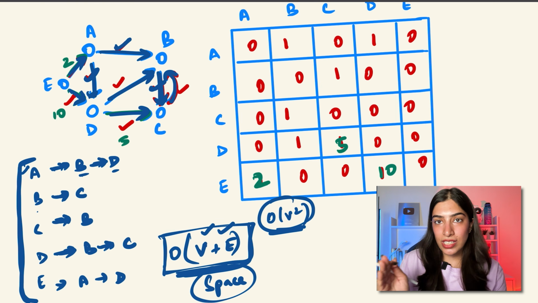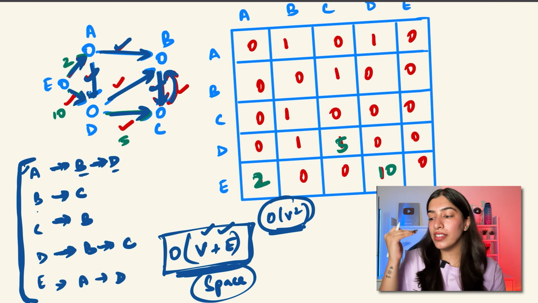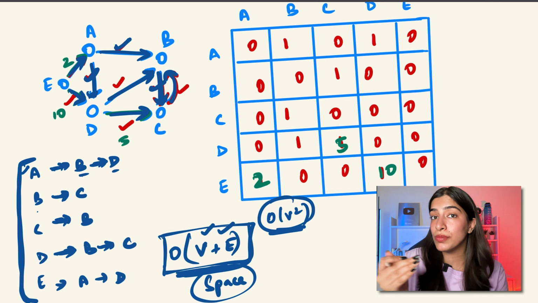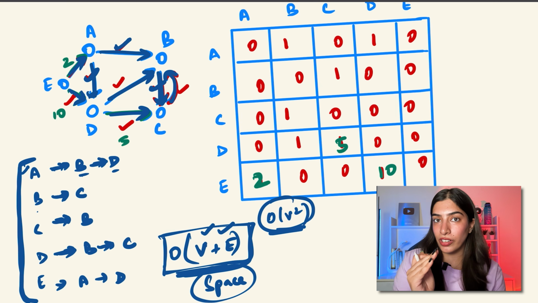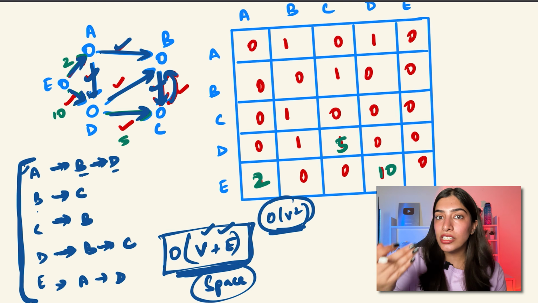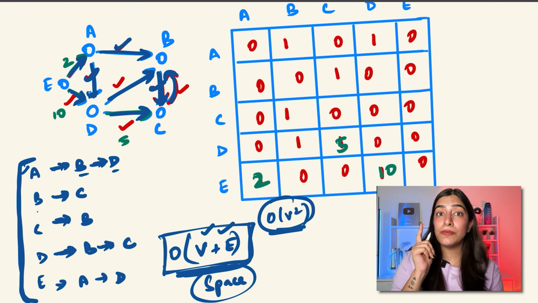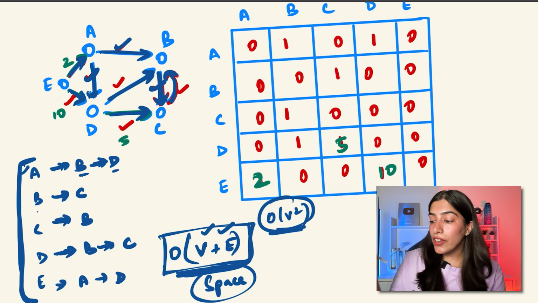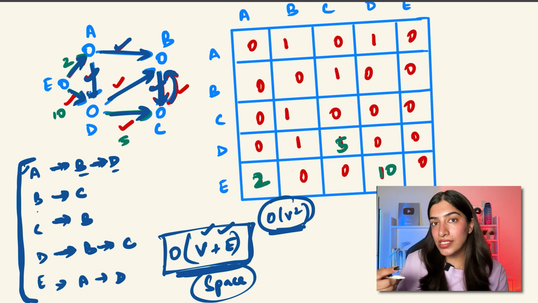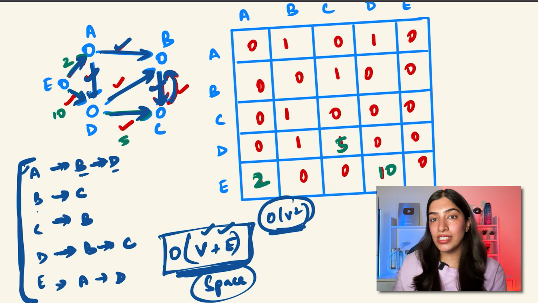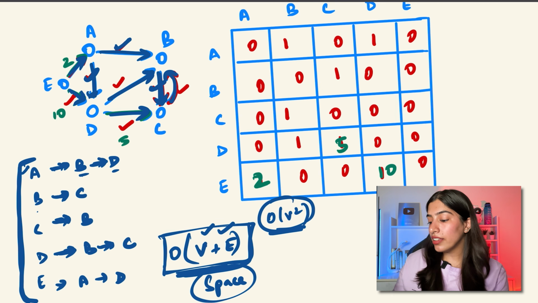So now my question is: is adjacency list always better than adjacency matrix? Is it always more efficient or not? Think about it for a second. When I introduced adjacency list to you, what did I say? If it is a sparse graph, if there are a lot of zeros, then it makes sense, correct? What is a sparse graph? When the number of edges is less than the number of vertices. In those cases, it makes sense.